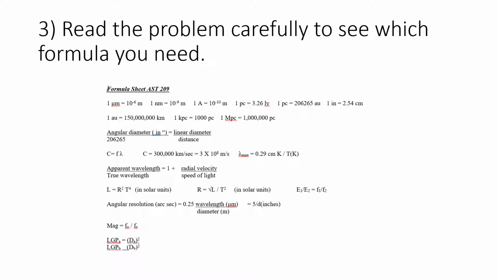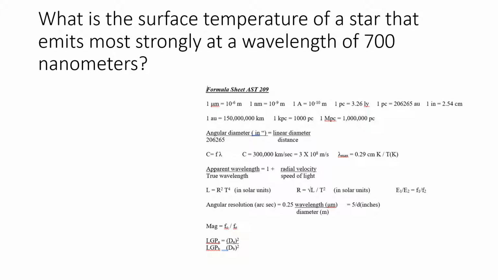So how can you tell which formula is the right one that you need for the problem? You need to read the problem carefully. So let's take a problem like this. What is the surface temperature of a star that emits most strongly at a wavelength of 700 nanometers? So you're asked to find temperature, and you're given a wavelength. Can you see a formula that relates wavelength to temperature and has no other variables hanging out there to bother you?